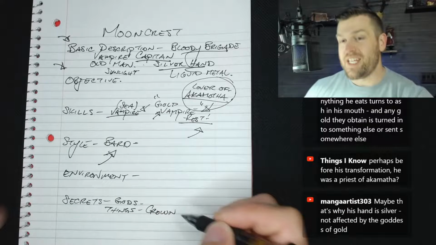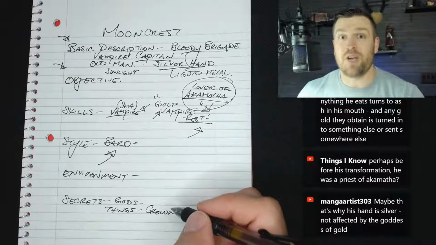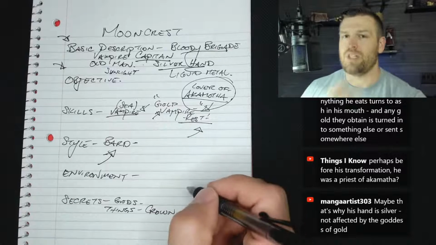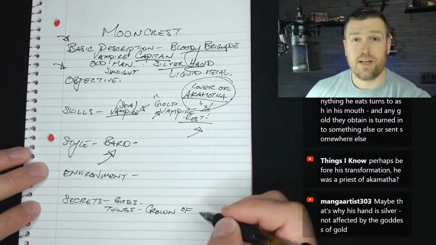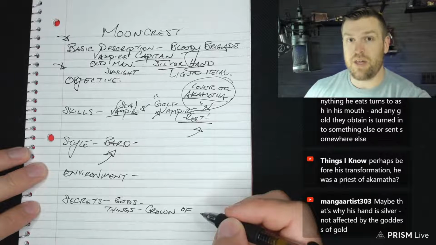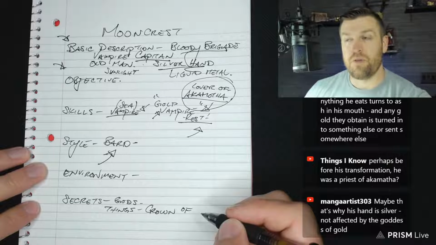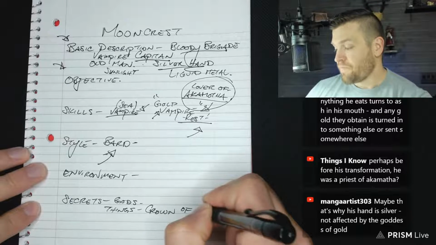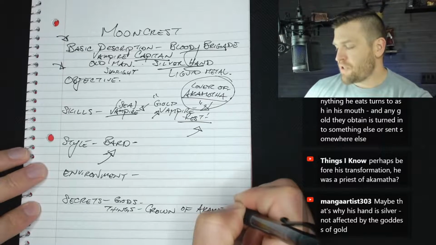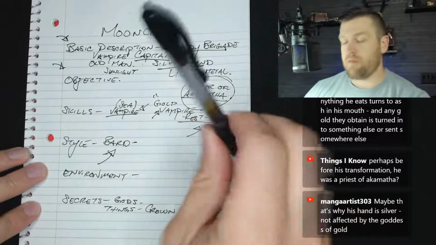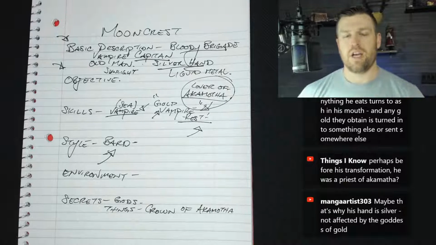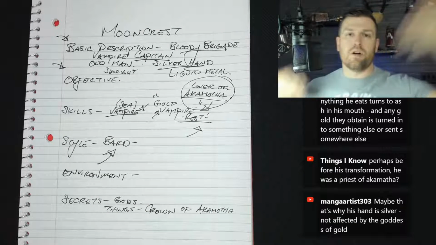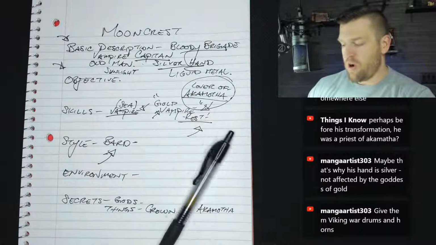Trying to get something from somebody who has an insatiable urge to collect is tough. Anybody who's ever met a hoarder knows that's tough. To get them to give something up is like physically painful for them. So that could be really cool. Fetch me the Crown of Akamotha from Captain Silverhand. That would be a great quest for your players to move them along in your overall quest.